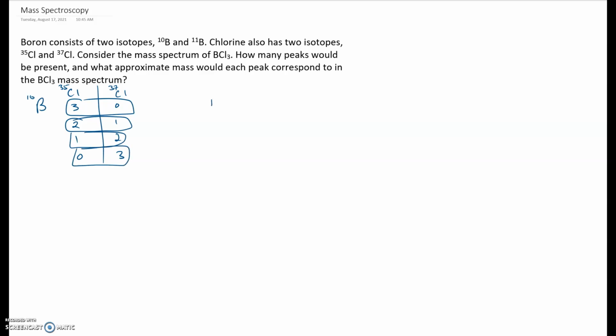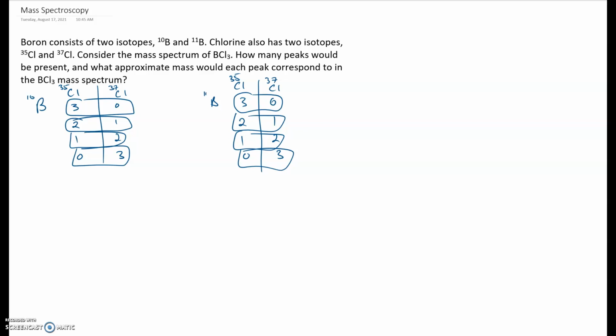And you can do the same thing with boron 11. That's a really messy looking B, my apologies. Do the same thing, and it'll look exactly the same. So we have 3, 2, 1, 0, and 0, 1, 2, 3. Okay, and so right here already, we know that we could possibly have 8 different peaks. These 4 combinations here, these 4 combinations here, but we'll only have 8 peaks if they all have different masses.